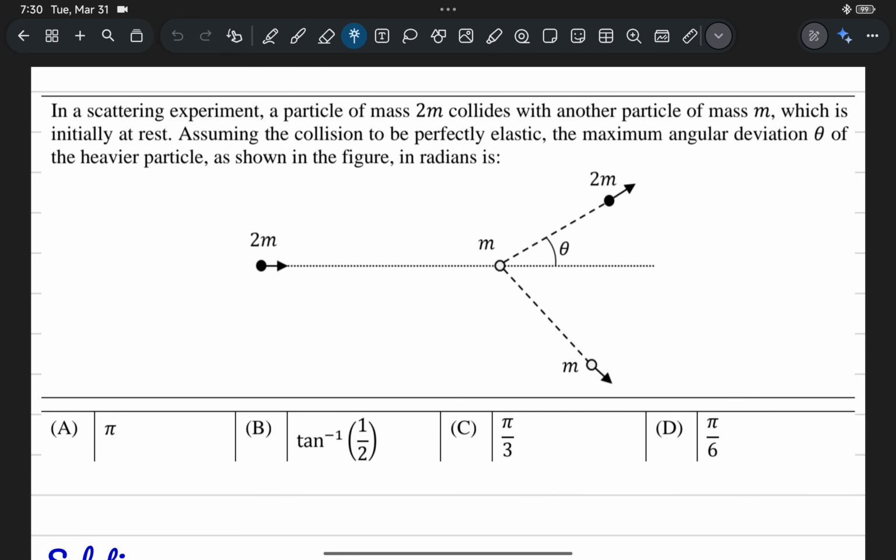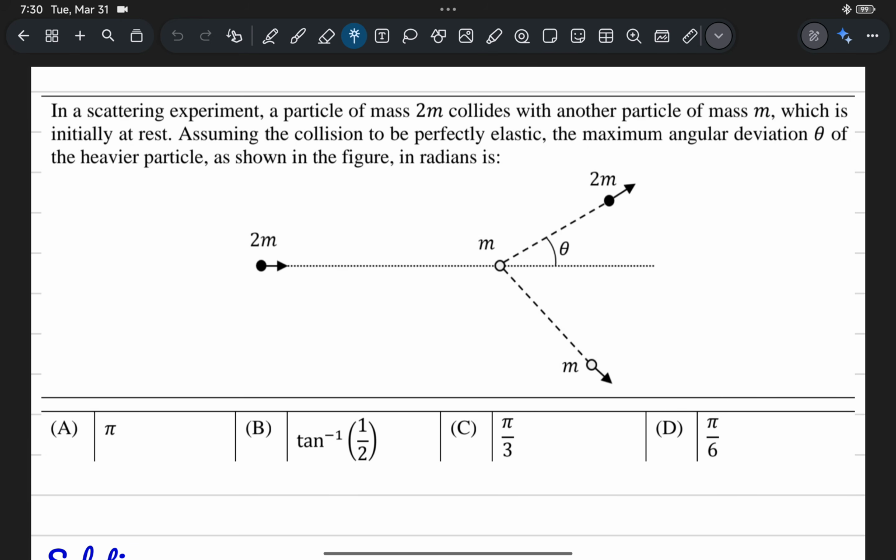So here also there is one calculus method of solving it. You'll just write a generalized theta value by momentum conservation and energy conservation. After that you'll differentiate and you'll get the maximum value of theta. But in this video we will see a much simpler way of analyzing this.